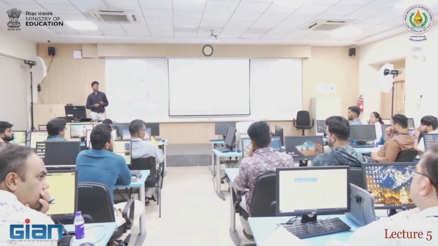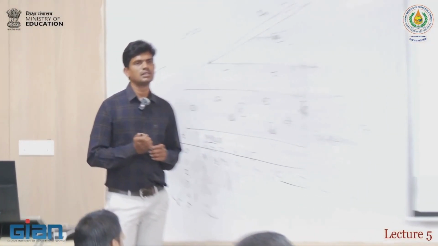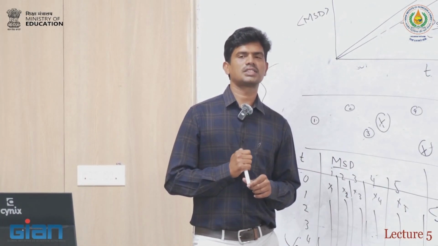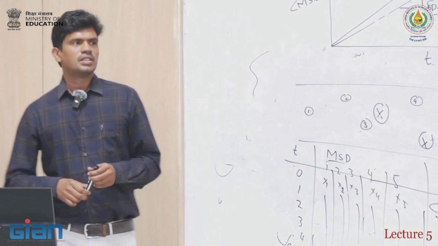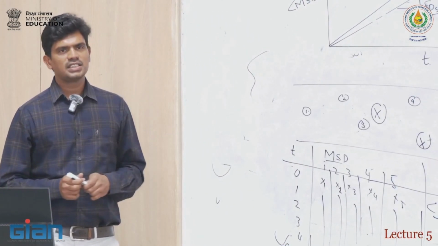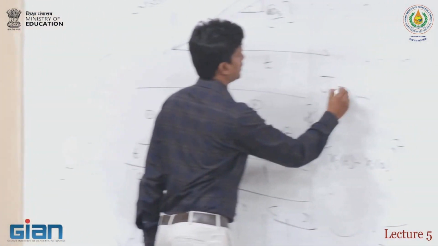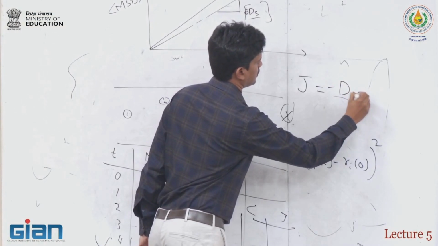So there is one question from an online participant. How would diffusion change if there is a concentration gradient? Obviously the flux, the flux J, whatever you write it.